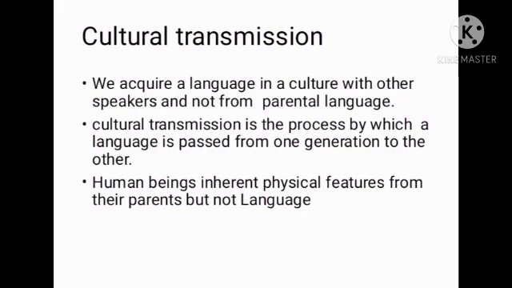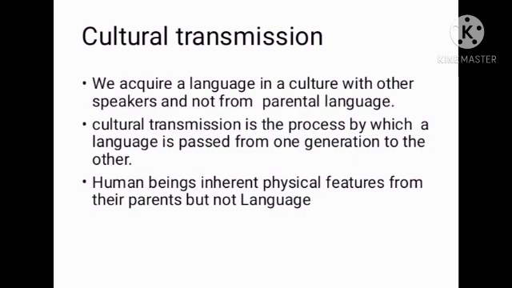For example, an infant born to Malayali parents who live in Kerala and speak Malayalam, who is brought up from birth by English speakers in the UK, will have the physical characteristics inherited from its natural parents, but it will inevitably speak English. On the other hand, in animal communication, only a set of specific signals are used and they are produced instinctively and are not learned.